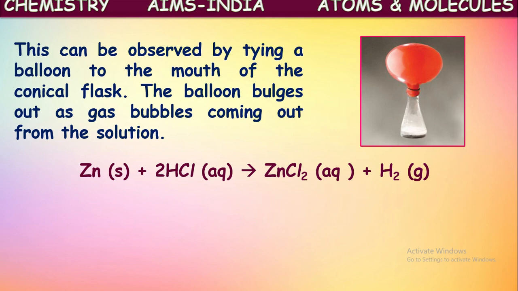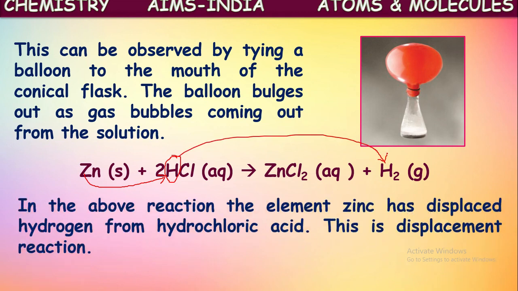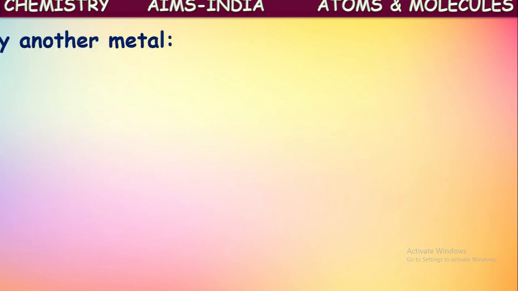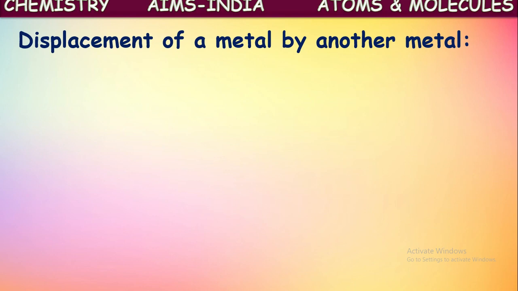Zinc reacting with hydrochloric acid. So hydrogen, being less reactive than zinc, is replaced by zinc. So zinc chloride is formed and hydrogen gas is evolved in gaseous form. So in the above reaction, the element zinc has displaced hydrogen from hydrochloric acid. This is a displacement reaction. Okay. Let us see another example.